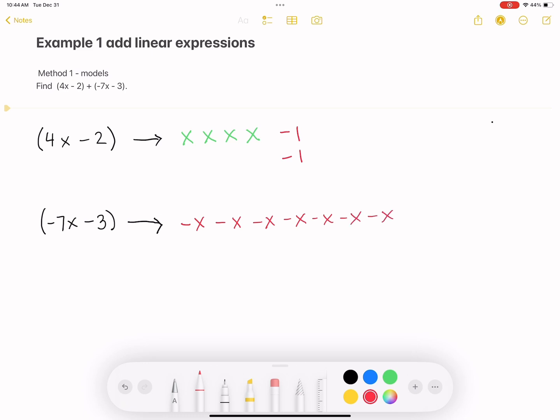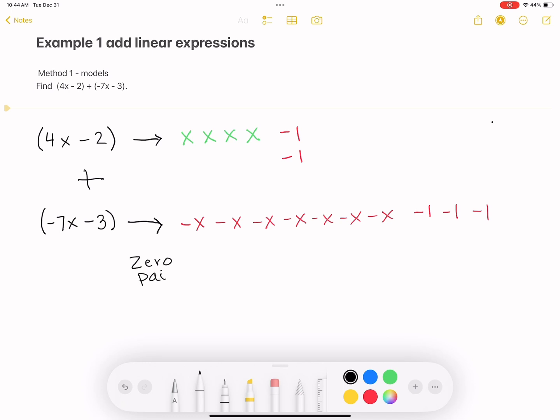The next step is to draw in my negative 1's. And I will be drawing in 3 of them. Now, we want to find 0 pairs. 0 pairs cancel each other out.